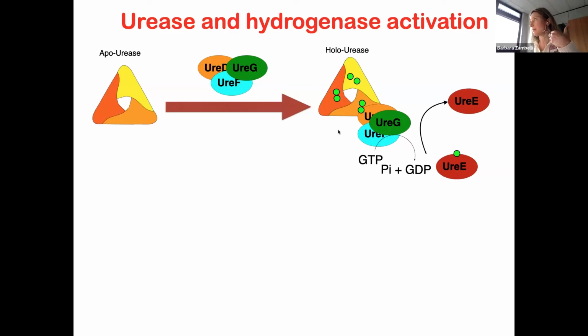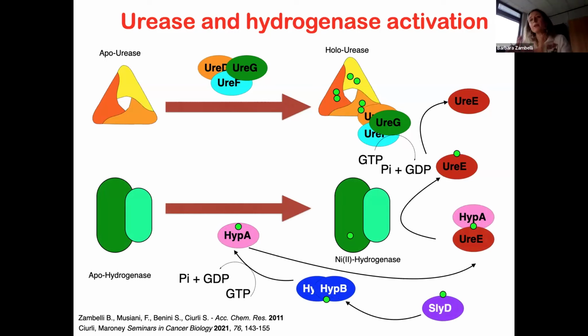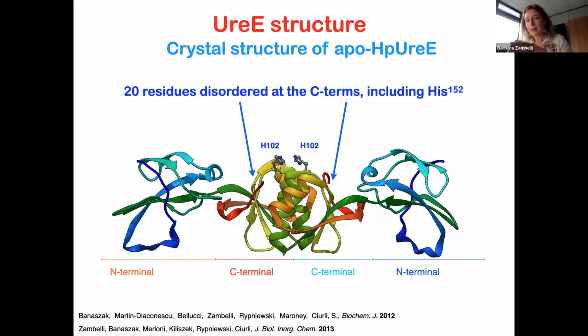In Helicobacter pylori, we have another nickel enzyme that is nickel iron hydrogenase that also requires other accessory proteins to incorporate nickel into its active site. And one of these proteins, the metallochaperone of this system, is called HypA. And HypA interacts with ureE and helps ureE to perform its activity. Thus, we concentrated on this complex between HypA and ureE, which then funnels nickel into the urease system. So we had the structure of ureE and HypA.